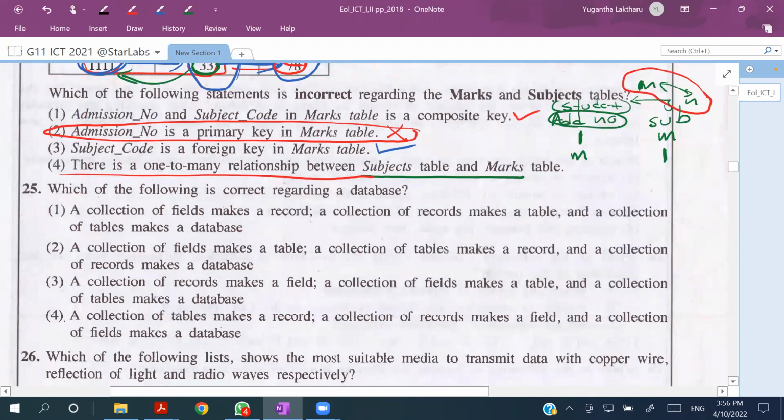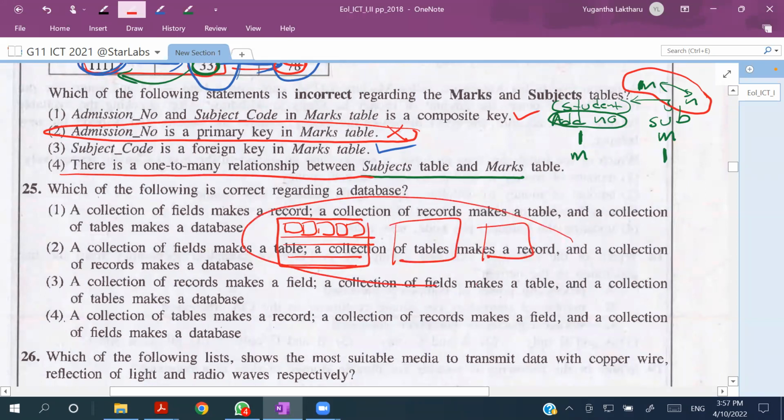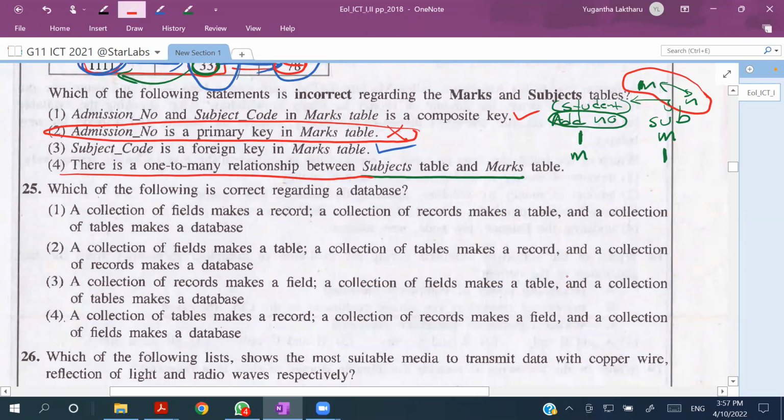The 25th: which of the following is correct regarding a database? A collection of fields makes a record, a collection of records makes a table, and a collection of tables makes a database. Yeah, it's a correct one. A collection of fields means it's kind of cells, which makes a record. Those records will create a table, and a collection of tables will create a database. So it seems to be the correct answer, the first one.